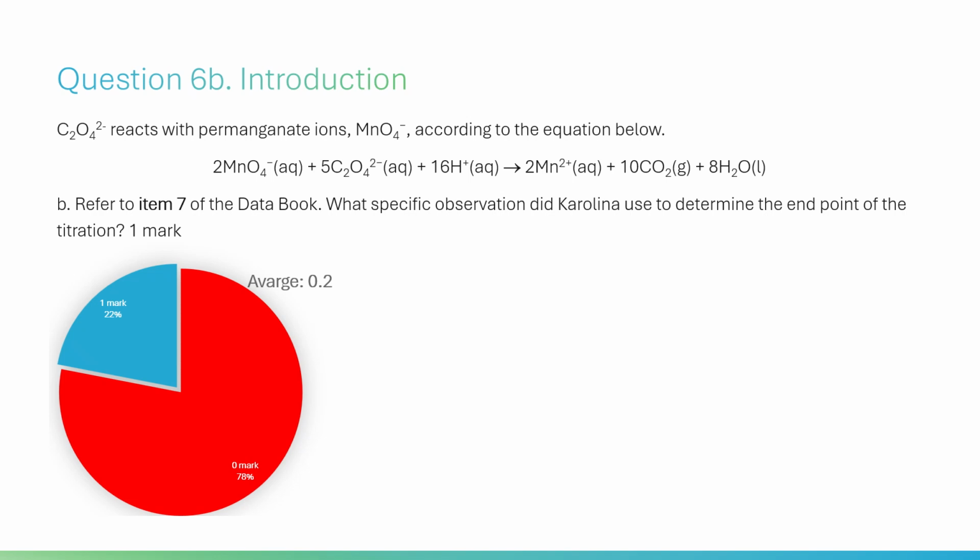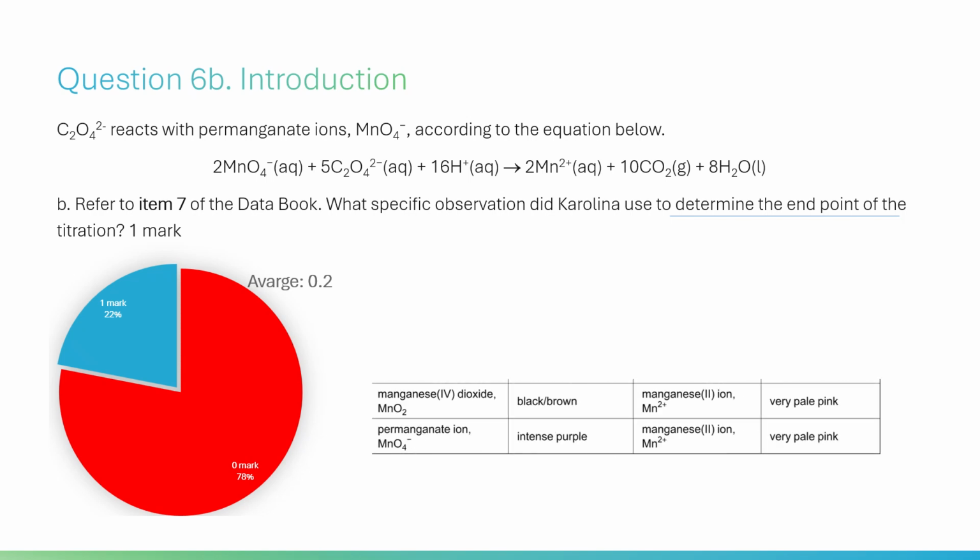Let's do what 78% of the state failed to do, read the stem line by line. The prompt gives us a redox equation. Then, Part B says, refer to item 7 of the data book. What specific observation did Karolina use to determine the end point of the titration? When the exam explicitly tells you to look at a specific item in the data book, that is your first major warning sign. It means your memory alone is not enough, there is a specific constraint on this page you must obey.